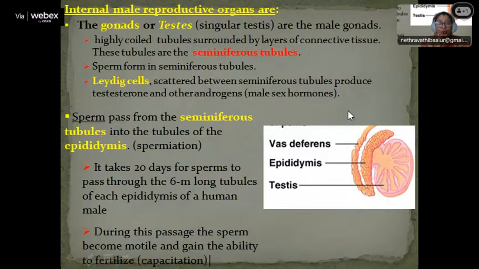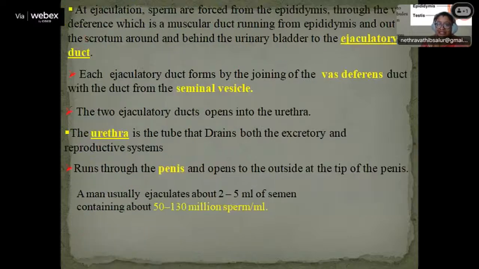It takes about 20 days for the sperms to be produced in the testis. Now, these sperms, once they are produced, will not have the motility character. They attain the motility character, and that is called capacitation. So you can see what is capacitation. It is the ability of the sperm to gain motility. Moving on to the next slide.